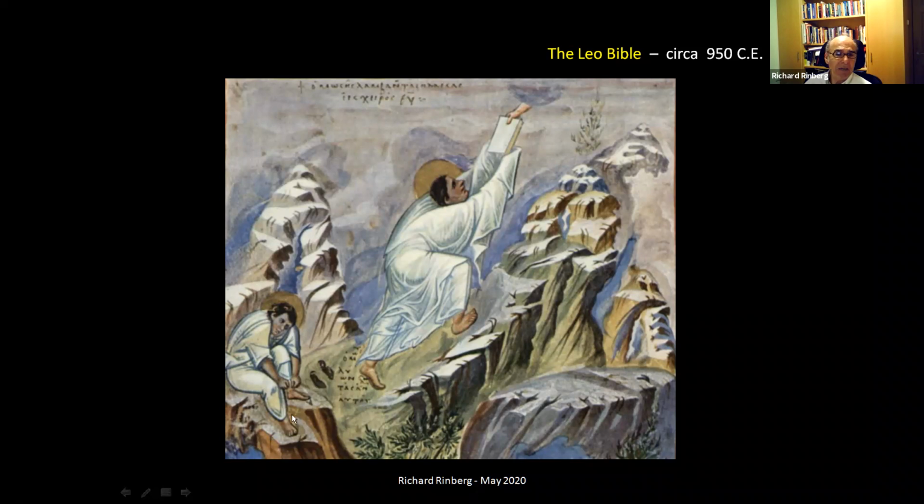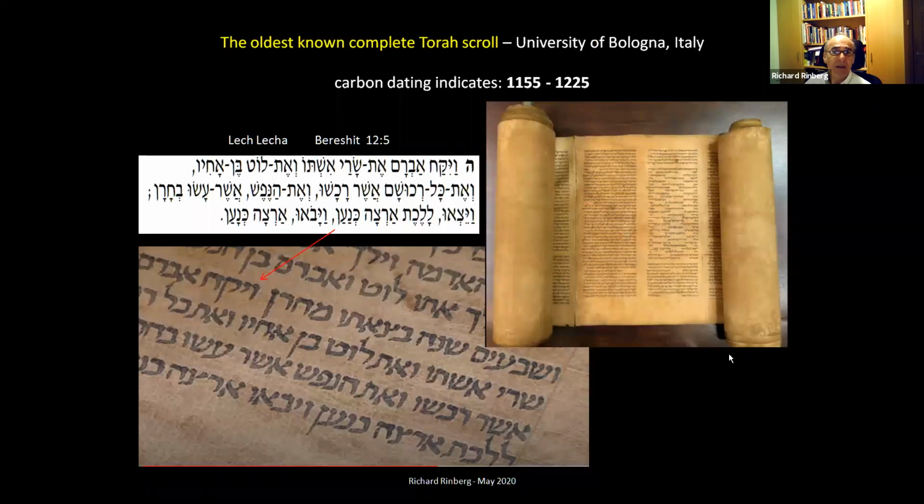And you can see you take off your shoes when you're on holy ground. So obviously, biblical illustration illustrating Moses receiving the law. Now this is, again, skipping forward a few years, the oldest complete Torah scroll that we know about that was found in Bologna. The academic, Professor Parani, who found it, realized it had been miscatalogued.